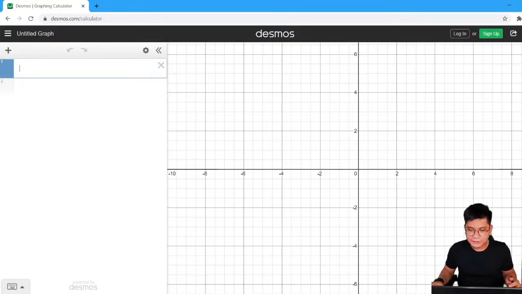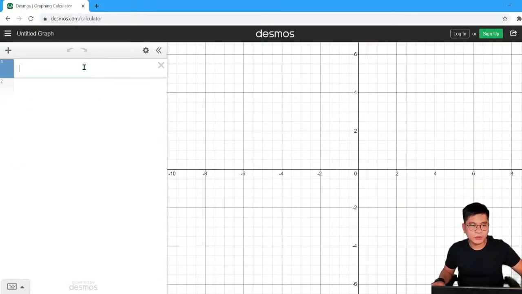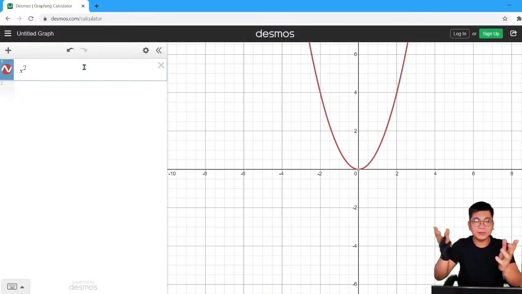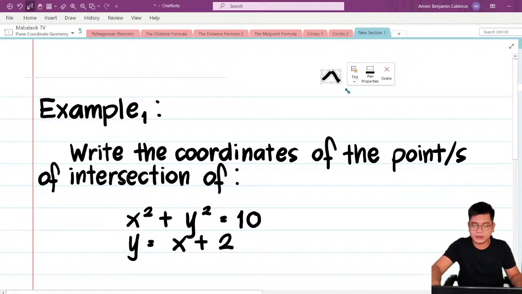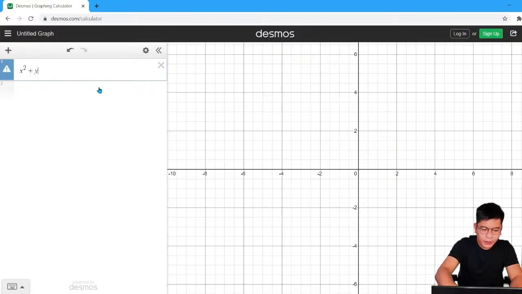Anyway, let us graph our circle first. This is going to be x squared plus y squared is equal to 10. So let us input our equation. So x squared. Pag nag-i-input kayo, di ba, pag nagta-type kayo ng equation, yung exponent, you will input this symbol, ito, yung ganun, before the exponent. Kasi it suggests na superscript siya. Okay? So we have x squared plus y squared is equal to 10.